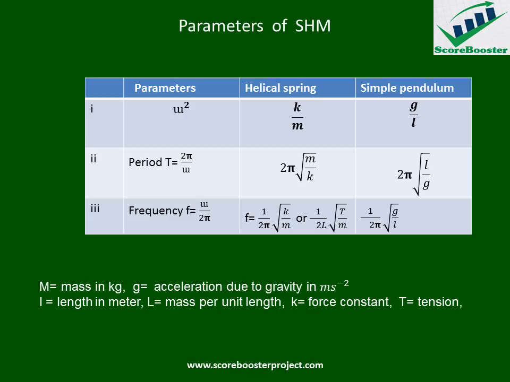Then the frequency under the helical string will be expressed as f equals 1 over 2 pi root k over m, that is the opposite of period, or you use 1 over 2l root T over m. But under the simple harmonic motion, the frequency can be calculated as 1 over 2 pi root g over l. M in this case is mass in kilogram, g is acceleration due to gravity in meter per second square, small l is length in meter, capital L is mass per unit length, k is force constant, T is tension.